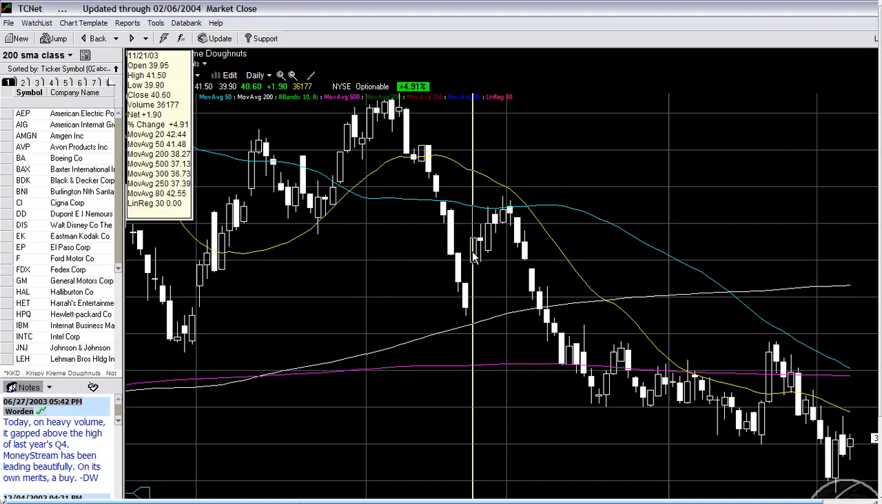If you hit a period button twice on your screen, you'll come up with that little box. So I can see what a 50-day is. It says 41.48, and what was the high?